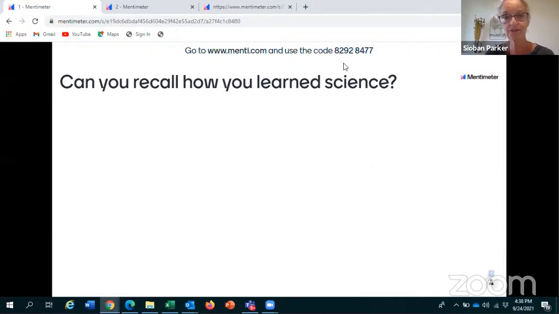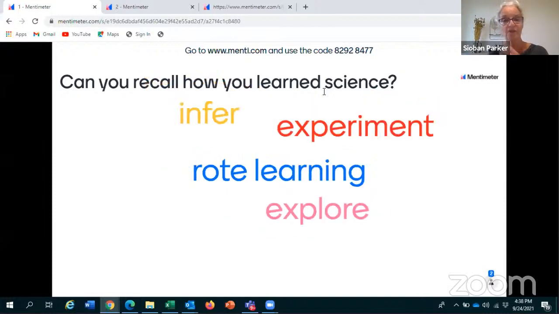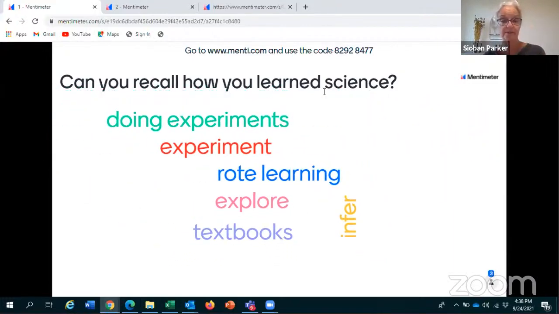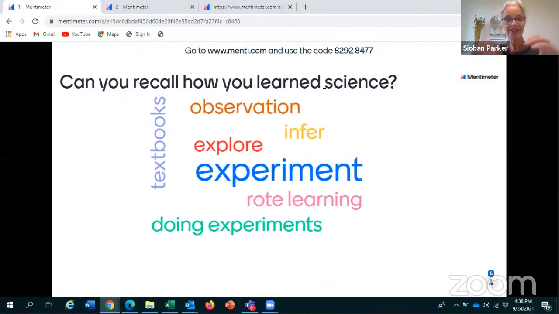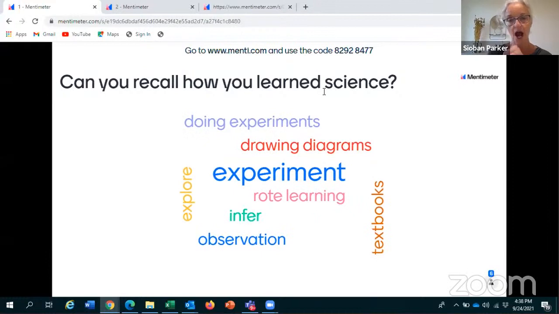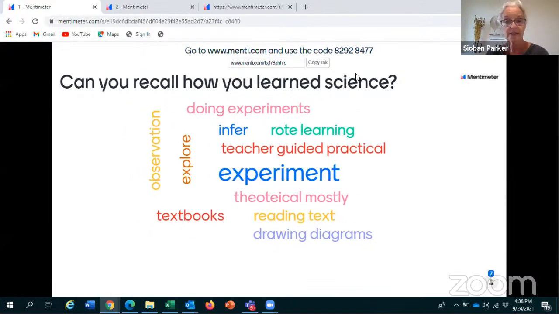But as you are logging on, you can be thinking about, like, okay, rote learning. Yes, some people, oh, this is great. So inferring, so deducing, yes, exploring, textbooks. So we've got a balance again, like last week, between rote learning, textbooks, as well as exploring and doing experiments. Observation, interesting observation, actually. I hope that it wasn't just observing your teacher doing the experiments, but it was you as well doing the experiments. Drawing diagrams. Yes, okay, that's interesting.